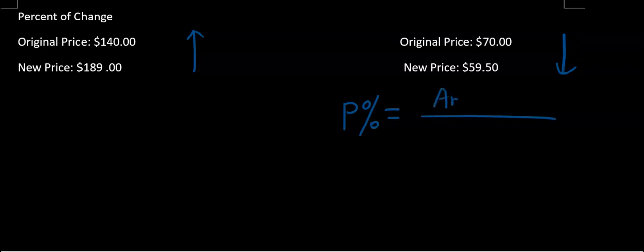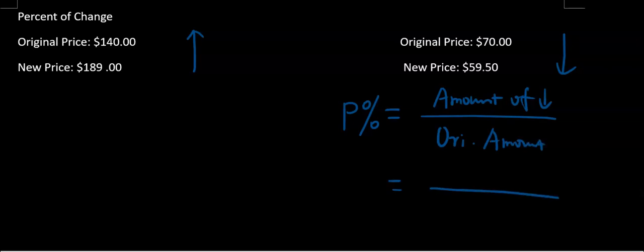Let's look at question 2. Original price was $70. New price is $59.50. Good news. We have a decreased price. So this time, to find the percentage, we're going to say P percent equals amount of the decrease over original amount. And then you can calculate what is the percent of decrease.